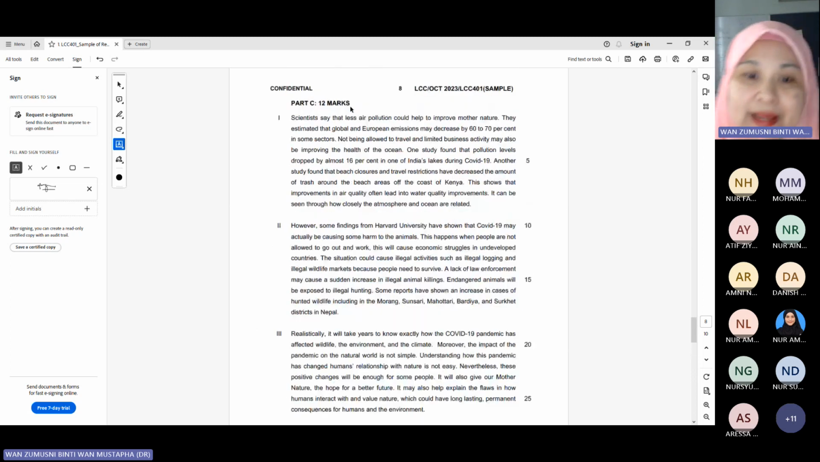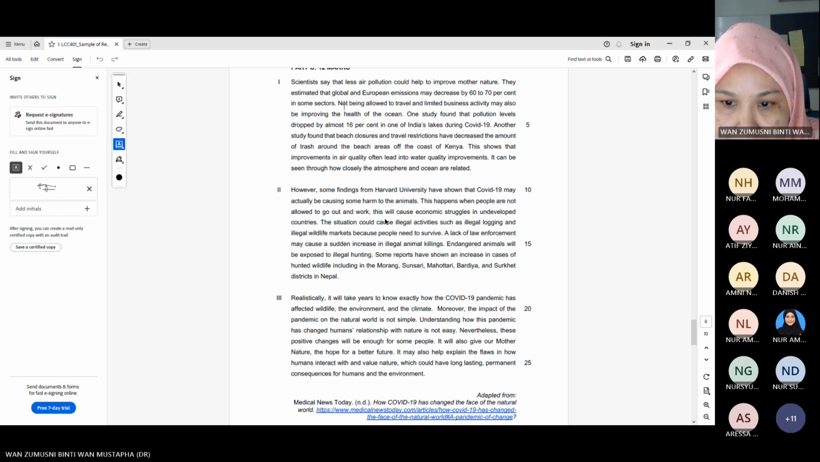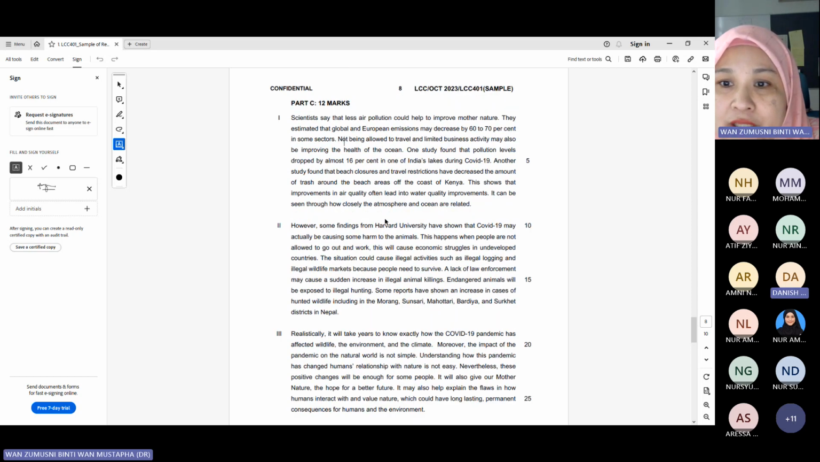So let's look at the text again. So you think that it has impacted positively, yeah? What are the possible reasons? It can be not being allowed to travel improves the health of the ocean, somewhere here, first paragraph. Or pollution levels. One study found that pollution levels dropped by almost 16% in one of India's lakes during COVID-19. And also another study found that beach closures and travel restrictions have decreased the amount of trash around the beach areas of the coast of Kenya.